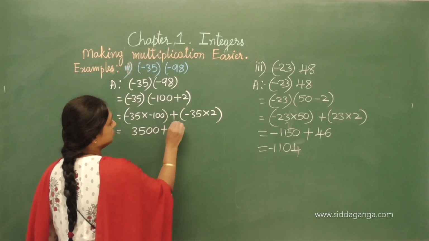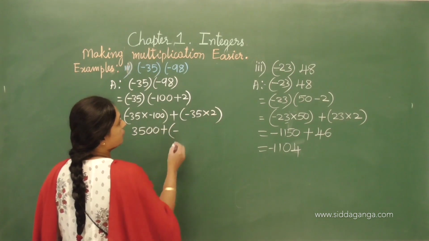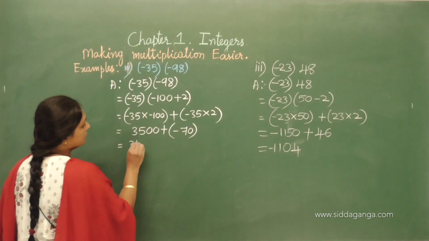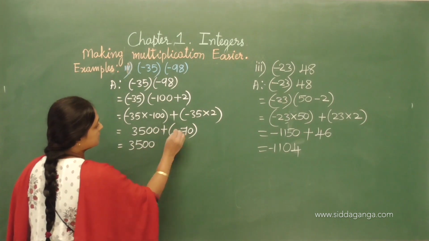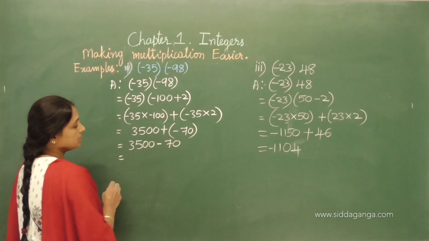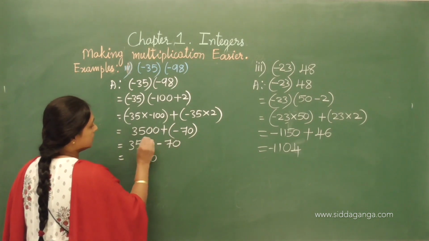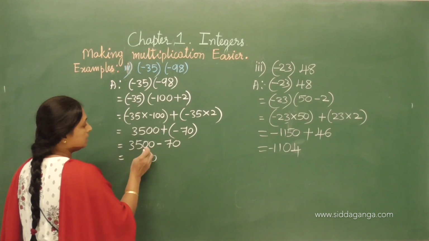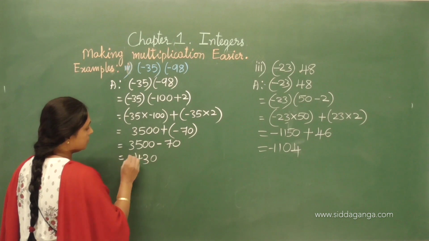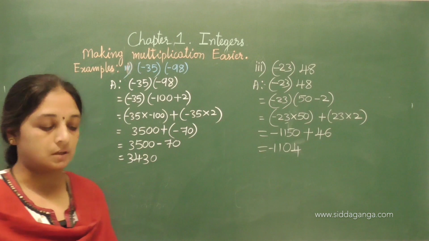So put plus here. Minus into plus is minus, 35 twos are 70. So it is 3500 plus into minus is minus, we got 70 there. Then subtract from this: 0 minus 0 is 0, borrow from here, then it will be 10, 10 minus 7 is 3, this is 4, remaining is 4, then 3. It is 3430.